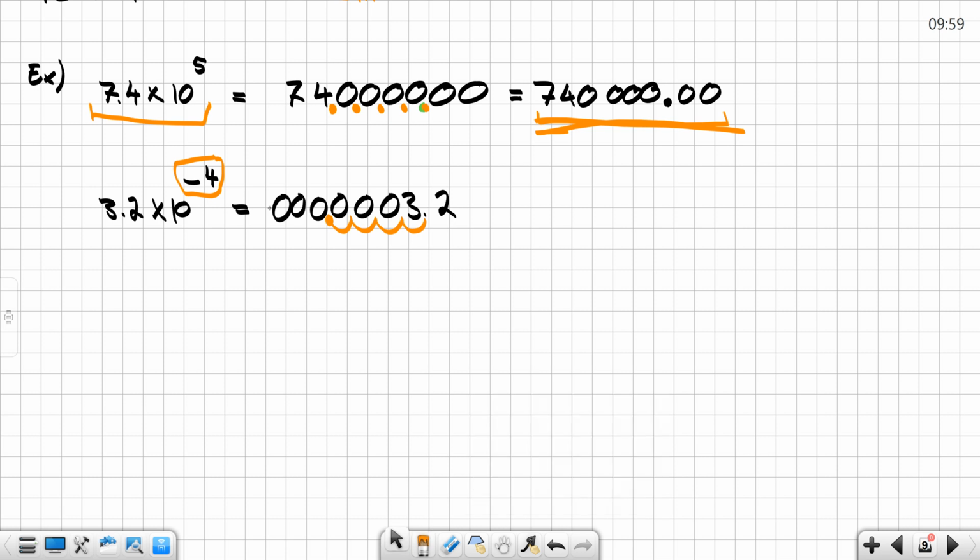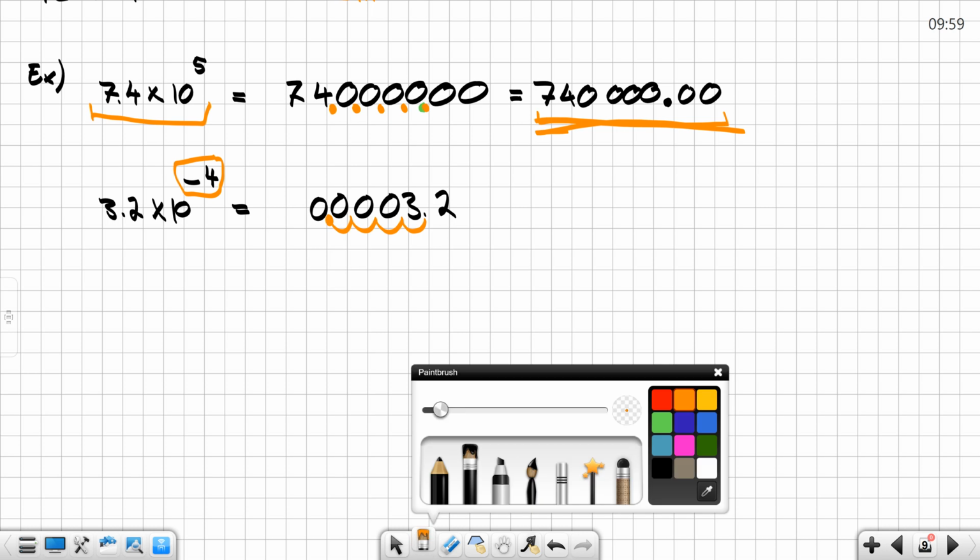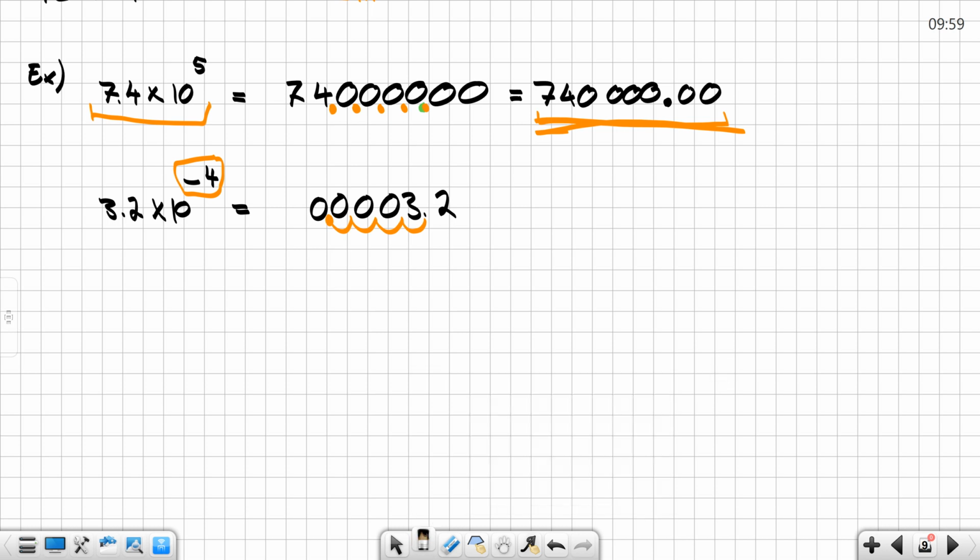Now I can just disregard the first 2 zeros. They were not necessary. I only need 1 zero in front of my decimal. So I have the number 0 point, how many zeros? 3. 1, 2, 3. 3, 2. This is a very small number, as you can tell.